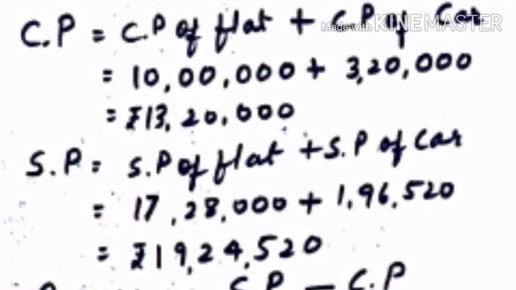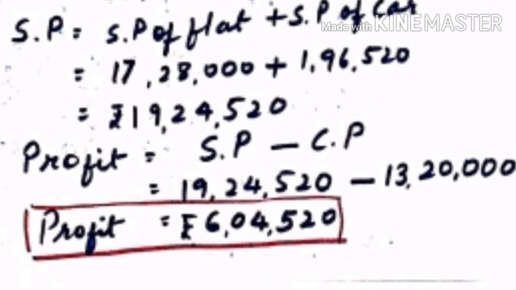Now you have to think which is the greater value, whether SP or CP. You all know that profit is when SP is greater than CP. So here in our case also SP is greater than CP, so we will have profit in this case. So we will put our profit formula. Profit formula is SP minus CP. In this formula we place our values and then take subtraction. You can see 19 lakh 24,520 minus 13 lakh 20,000. The value we get is 6 lakh 4,520. In this case we get profit.